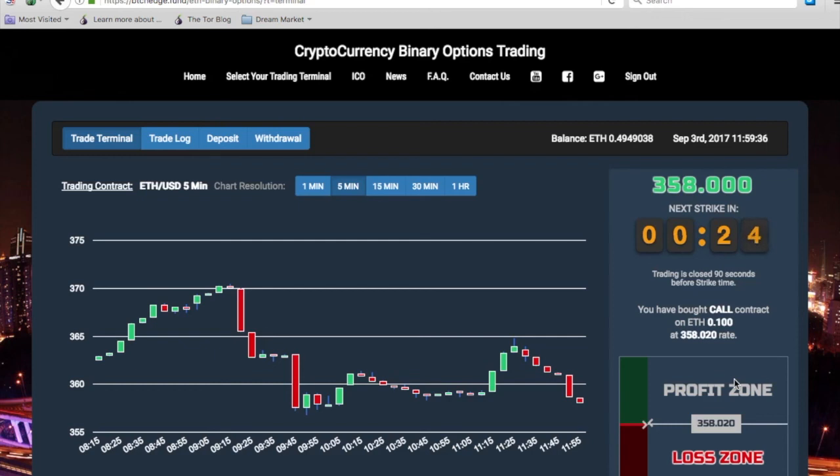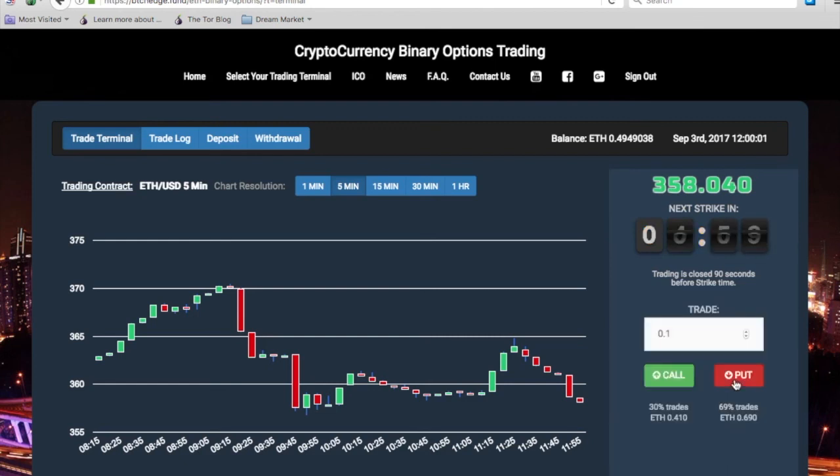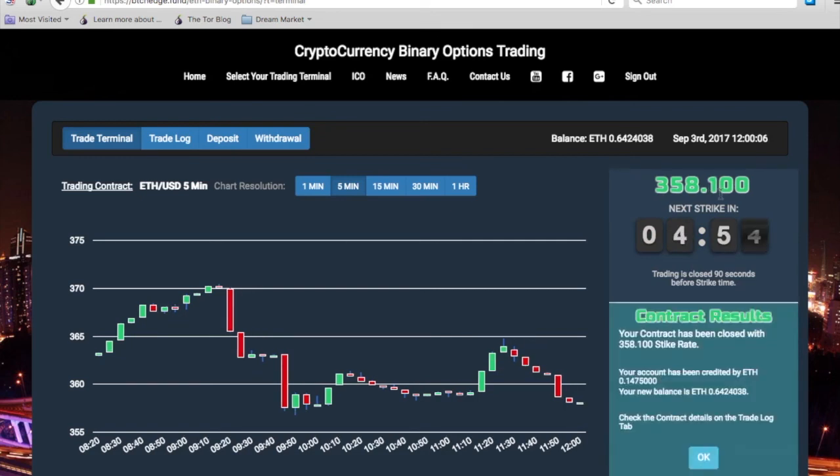Yeah, it's less than 30 seconds. The price is very near 358.0. It has to move either up or down. Let's see. Yeah, it already moved up and higher than our price and went back and up. So in the last seconds, yes, the contract closed in our favor.